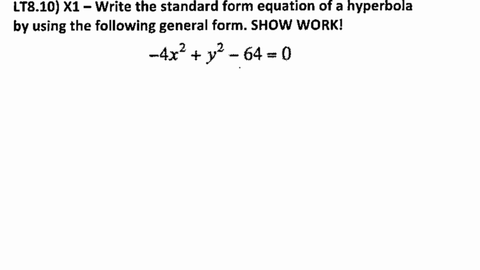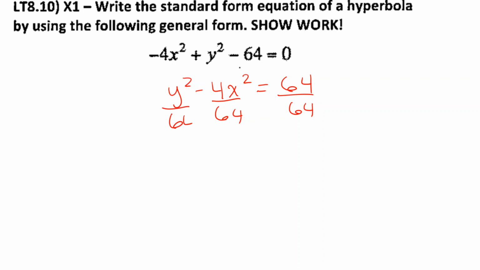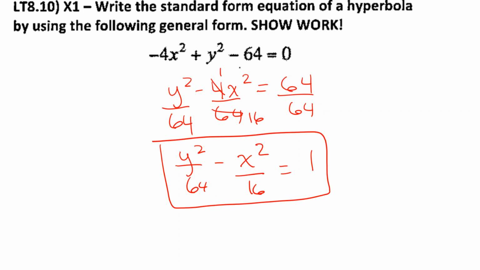Okay, for this problem, we're just supposed to write it in standard form for a hyperbola. This is pretty simple. We just need to realize that the hyperbola is going to be y squared minus 4x squared equals 64. And then just divide 64 by everything, and we end up with y squared over 64 minus, this cancels out, x squared over 16 equals 1. And there you have it. Pretty sure that's correct.